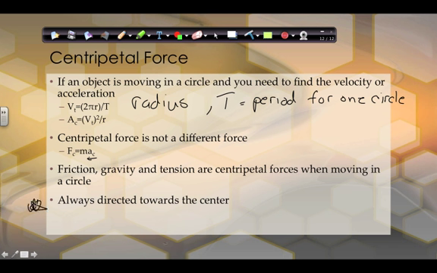Most important thing is that centripetal force is always directed towards the center. Always, always. All right, and that concludes our review on forces.